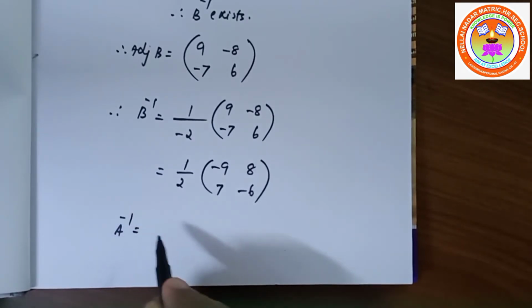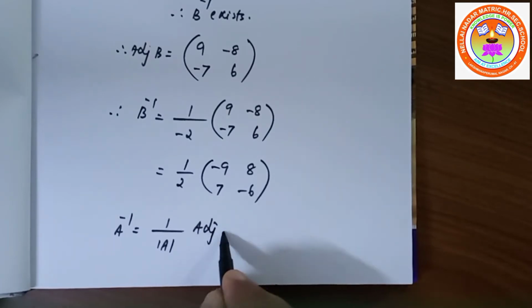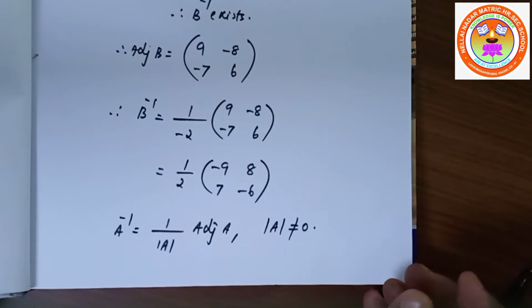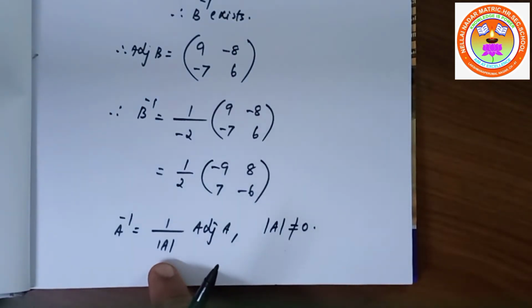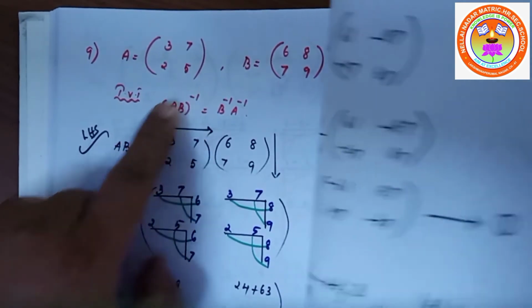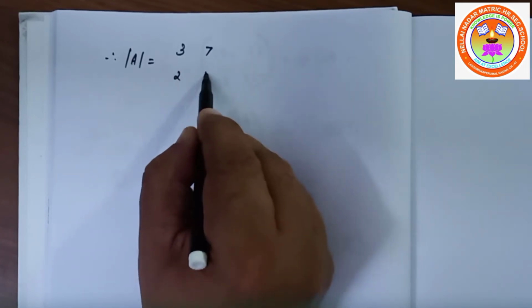Then you have to find out A inverse, so write the formula for A inverse. A inverse is equal to 1 by determinant of A into adjoint of A. The condition is determinant of A is not equal to 0. So I am going to find out determinant of A first. Determinant of A is the A matrix, here it is 3, 7, 2, 5.